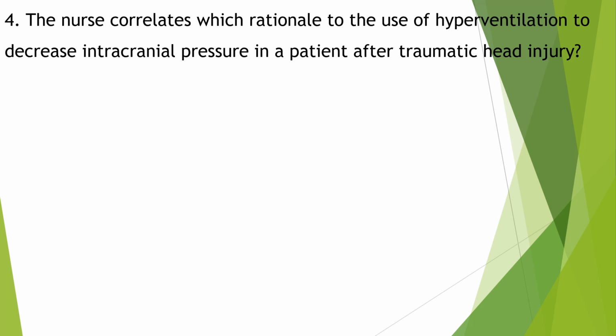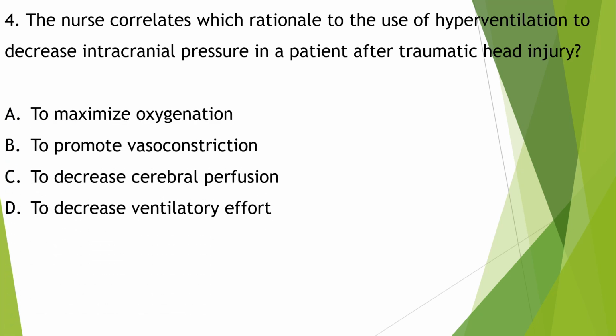The nurse correlates which rationale to the use of hyperventilation to decrease ICP in a patient after traumatic head injury. To maximize oxygenation, to promote vasoconstriction, to decrease cerebral perfusion, to decrease ventilatory effort. So here we are hyperventilating the patient to decrease the ICP. So what is the rationale?